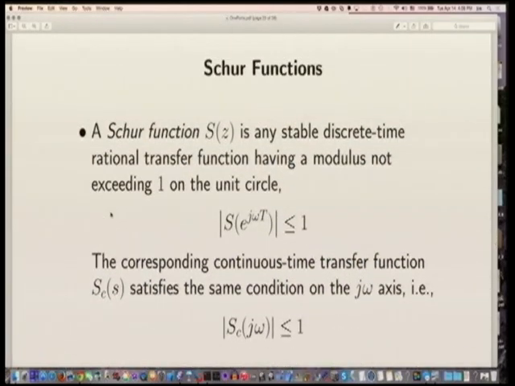The name Schur function has a long history in mathematics. You can find a lot of papers on Schur functions and their properties, and a lot has been investigated. So I think of it as kind of a damped all-pass. A Schur function is any rational function having a modulus not exceeding 1 on the unit circle. So its frequency response is less than or equal to 1. It's bounded by 1. You could say it's bounded by an all-pass. It's all-pass bounded.